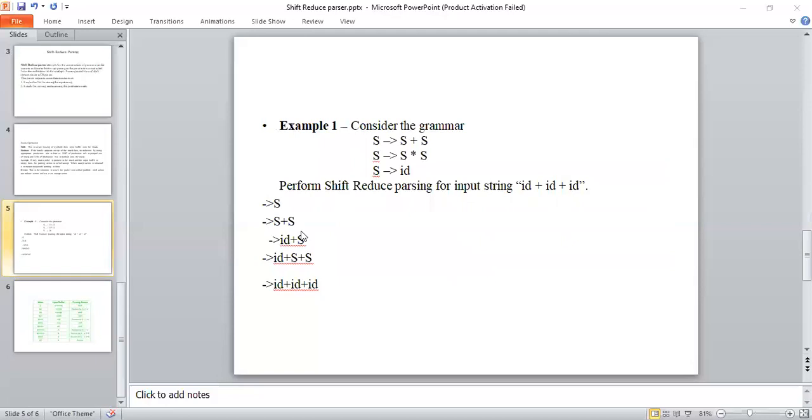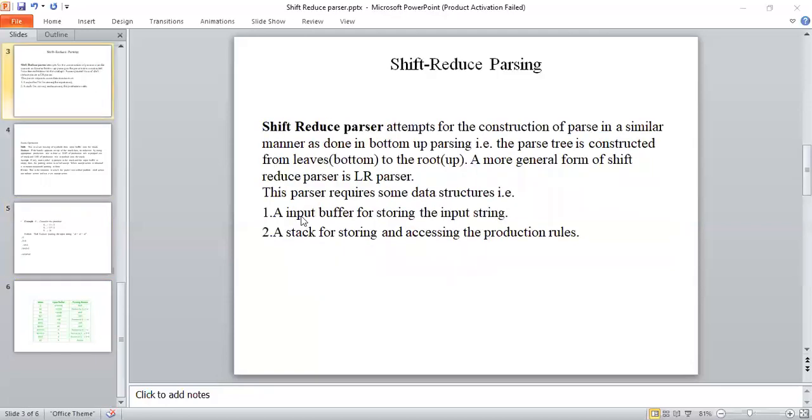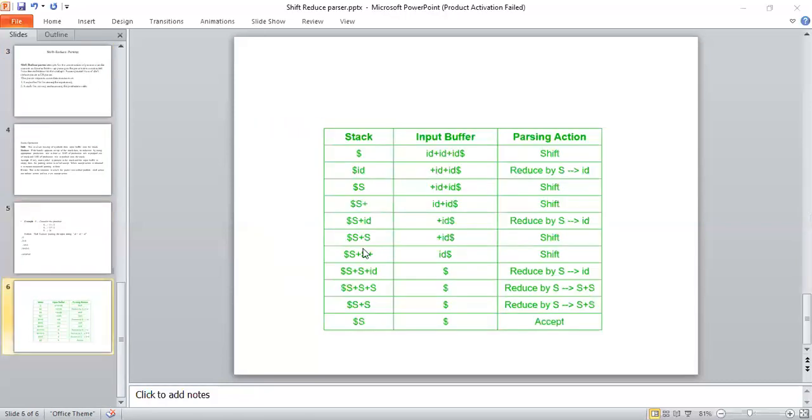Okay, so we already discussed this shift reduce parser consists of two data structures. One is called the input buffer, another one is the stack. To implement this, again I selected the two data structures: one is the input buffer, the other one is the stack. And here I'm explaining what action it is going to perform, either a shift operation or a reduce action. For that, I represented one more column called parsing action.